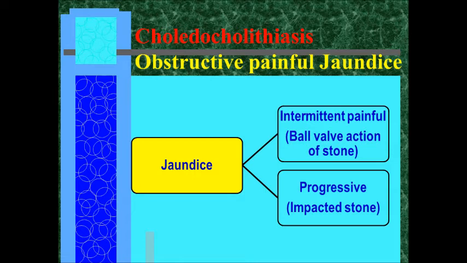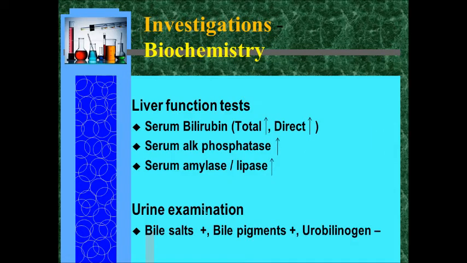There are two varieties of jaundice produced by an obstructed choledochal stone. One is an intermittent painful jaundice due to the ball-valve action of the stone, and secondly, a progressive jaundice by an impacted stone. The obstructive jaundice is diagnosed by increased levels of serum bilirubin. The total and the direct types are increased.